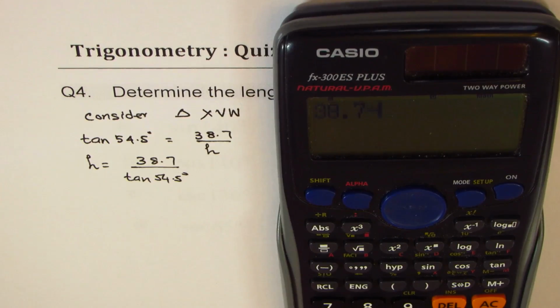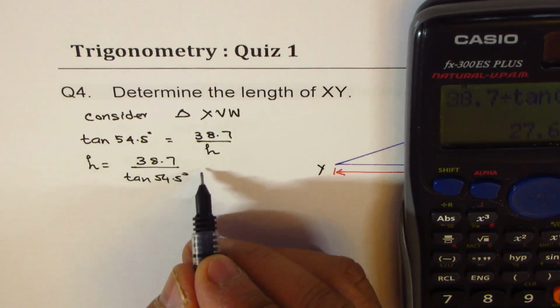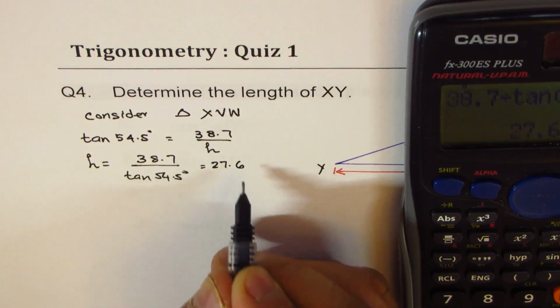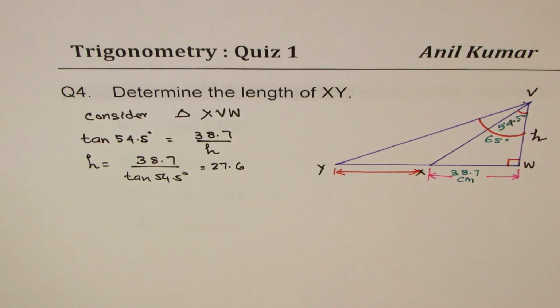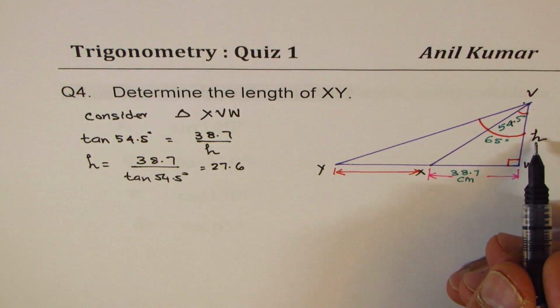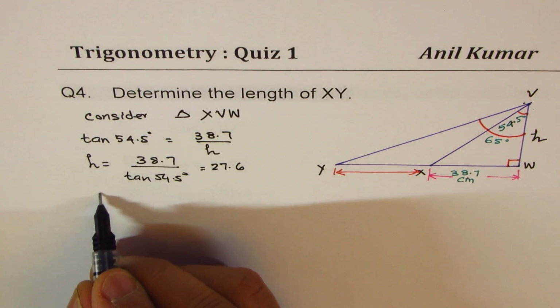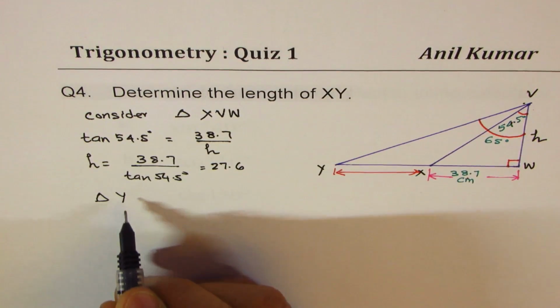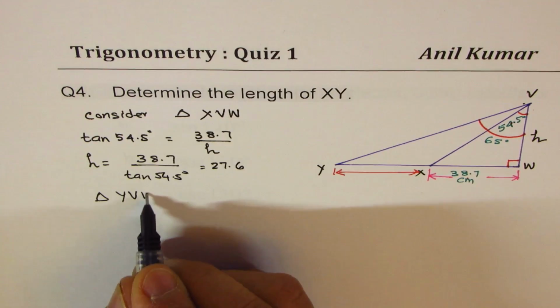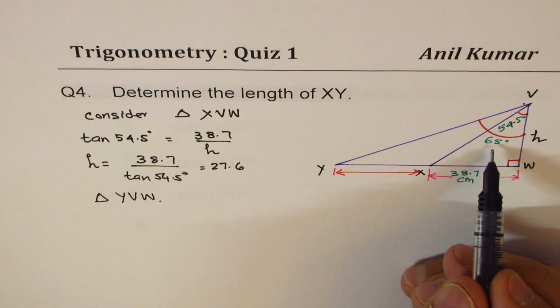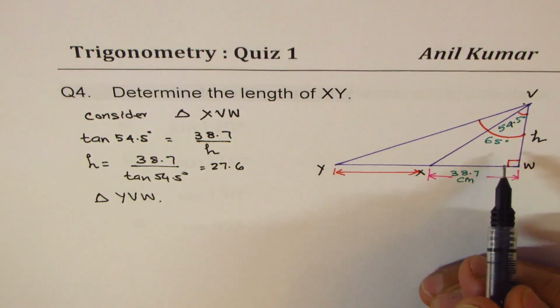38.7 divided by tan of 54.5 degrees. That gives us 27.6. Now, once we know height 27.6, we can look into the bigger triangle. So now we'll consider the triangle YVW. Correct? Now here the angle is 65, and again we'll find tan, right?